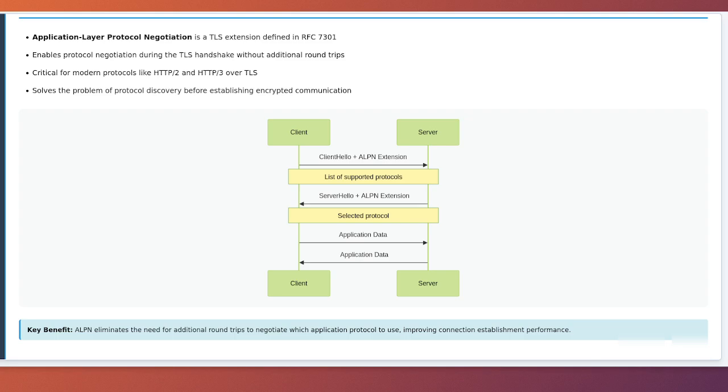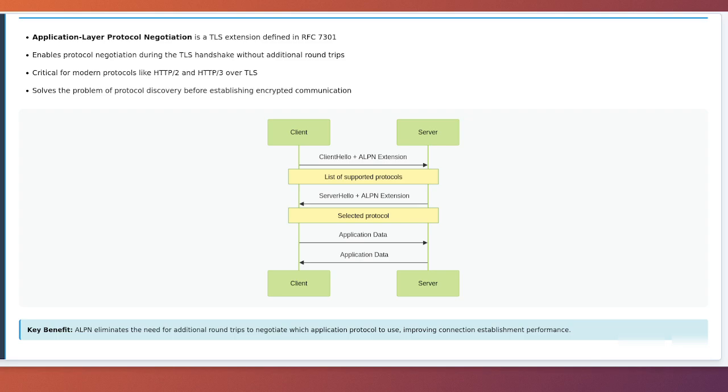Introduction to ALPN. Today we are diving deep into application layer protocol negotiation, commonly known as ALPN. This is a TLS extension that has become absolutely fundamental to modern web communications, particularly with the widespread adoption of HTTP/2 and HTTP/3. To understand why ALPN matters, let us first consider a problem that existed in the early days of protocol negotiation. Before ALPN, when a client connected to a server, there was no efficient way to determine which application protocol to use during the TLS handshake itself. This created delays and potential compatibility issues.